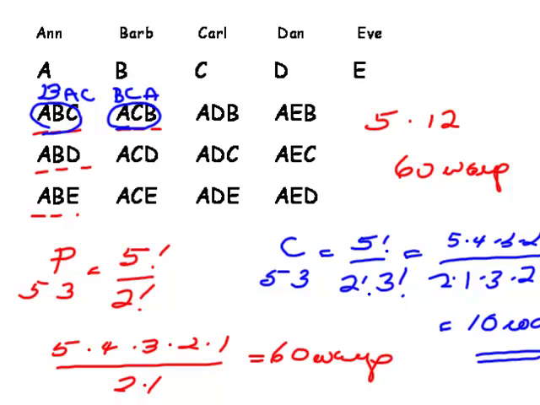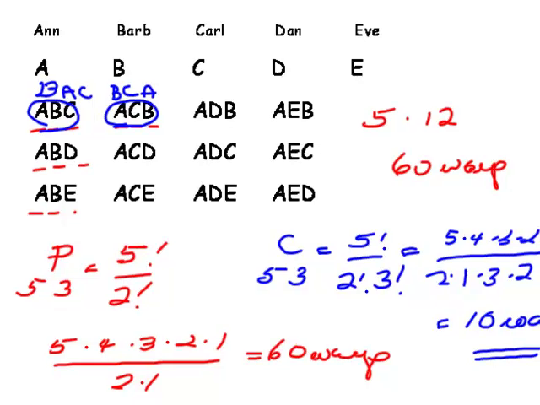Hope this example cleared it up a little bit more about when to use a combination and when to use a permutation. Keep practicing and it'll get easier. Ask questions if you still need some more help.